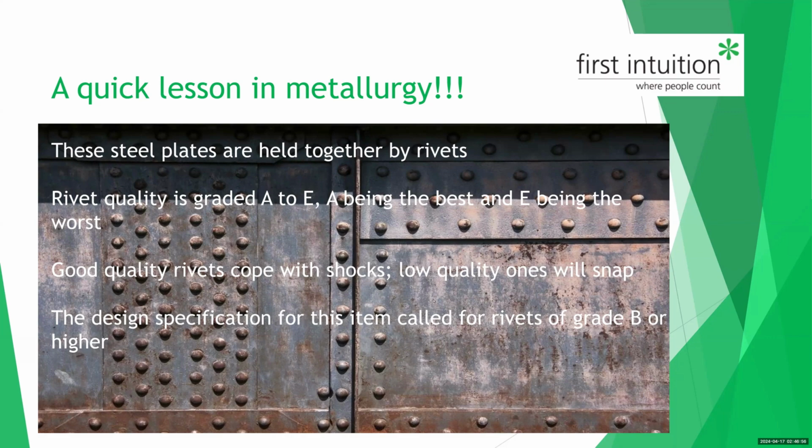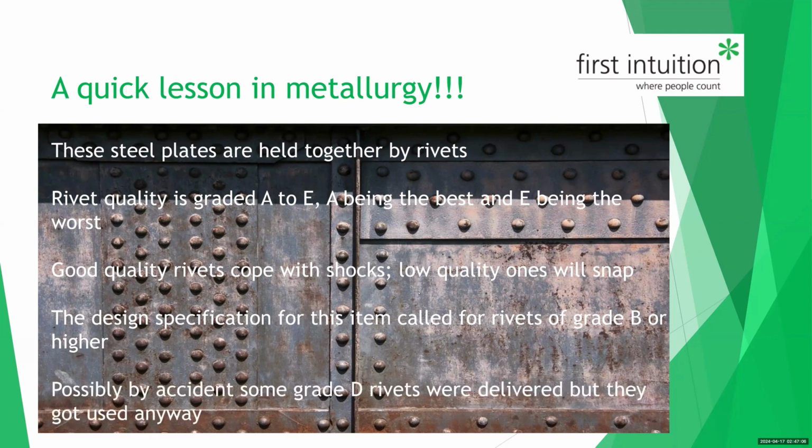Now, this was made a long time ago. And one slight foible of the English language is that B and D don't half sound similar. And possibly by accident, some grade D rivets were delivered to the manufacturer that made this steel plate instead of B. Worse still, it didn't get noticed or whatever, so they got used anyway. So we have this metal plate joined together with rivets of a lower quality and therefore less able to withstand a shock than the original design.